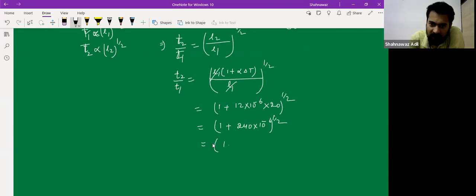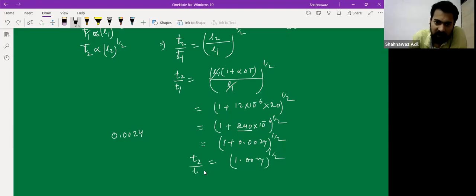1 minus, so this would be 0 point how much? So this is 0.024, no. So this is, let's say, this is 3, so we have 3 more, 0.024, right? So 1 plus 0.0024 power half, and this is 1 plus 0.024 half, right? So T2 by T1 is this, right?